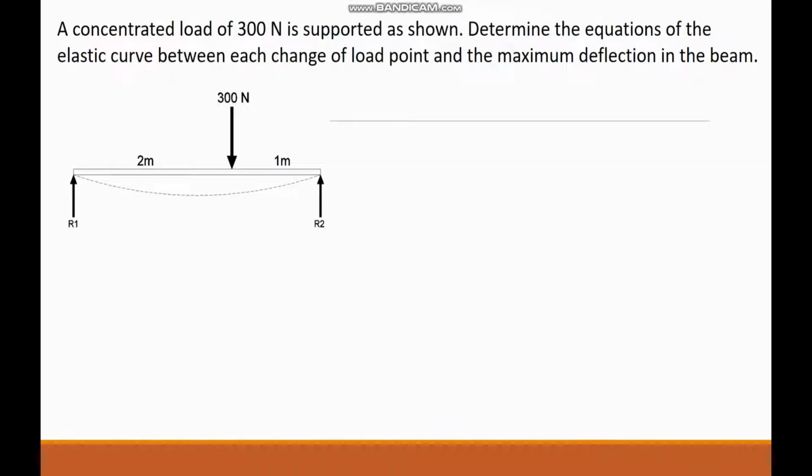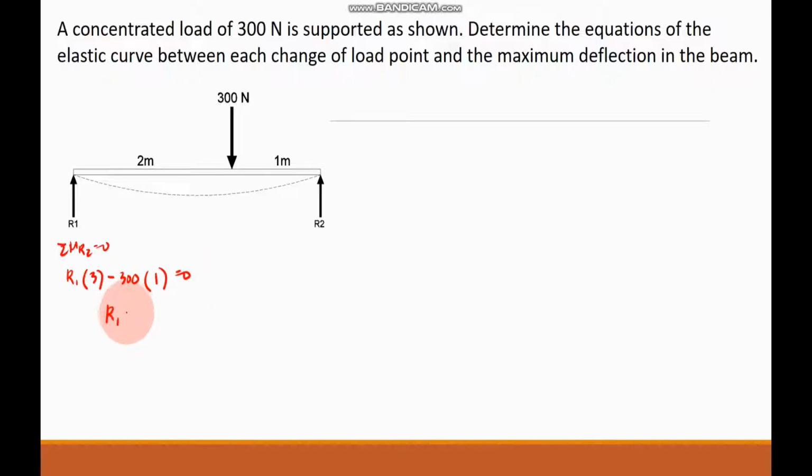For example number 1, a concentrated load of 300 Newton is supported as shown. Determine the equations of the elastic curve between each change of load point and the maximum deflection of the beam. So our first step here is to first get the value of the reaction 1 and reaction 2, or the supports. So by taking the summation of moment at R2 is equal to 0, so we have R1 multiplied by 3 meters, then minus 300 Newton multiplied by 1 is equal to 0.